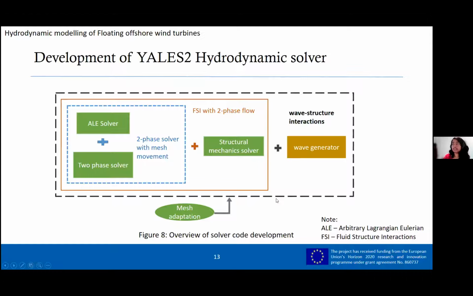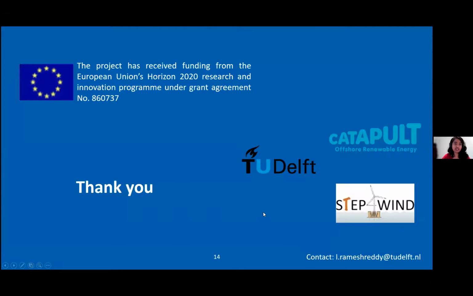In addition to this, a mesh adaptation can be included at any stage of this development to see if the addition of mesh adaptation would lead to any computational cost cut down or time cut down. Yeah, so that's my project, and thank you for the attention. If you have any questions, I would be happy to take them.